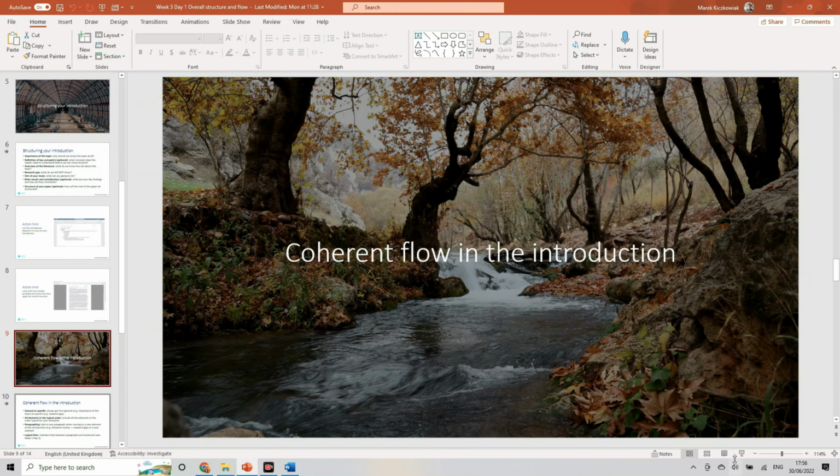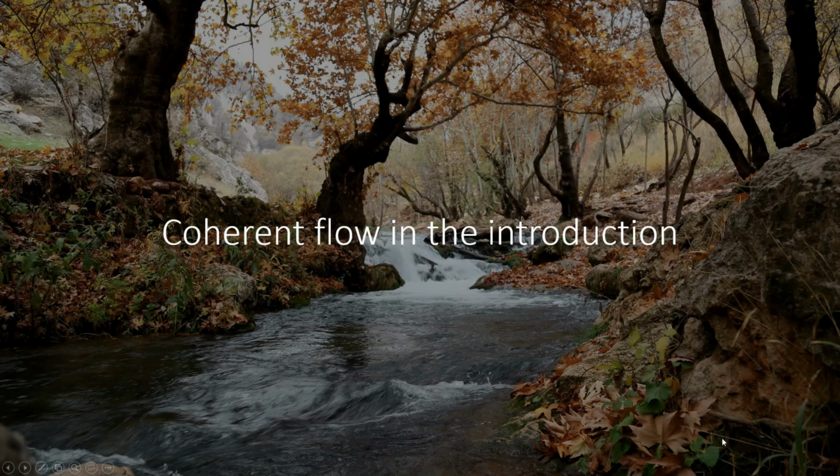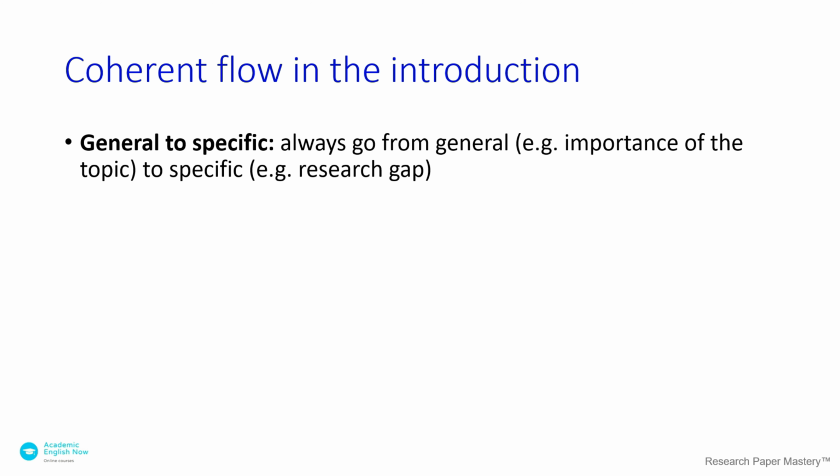All right, so let's talk now about the coherent flow in the introduction and how you can maintain it. So first of all, we always want to go from general to specific. That's why we start with the importance of the topic, the definition, and then we move to more specific things like the literature on the topic and the research gap and the aim for your study. You can't first present the aim. You need to set the scene for it. And that's what makes a paper flow.